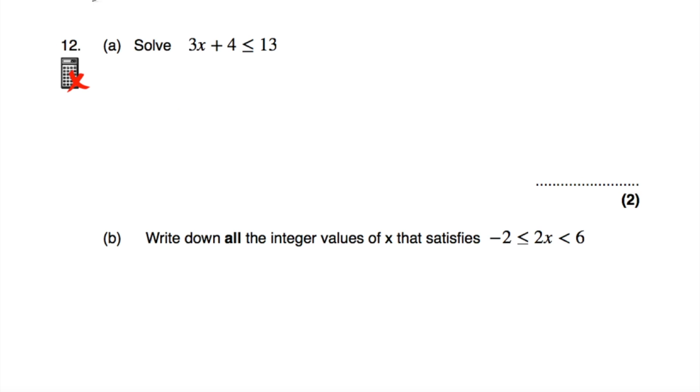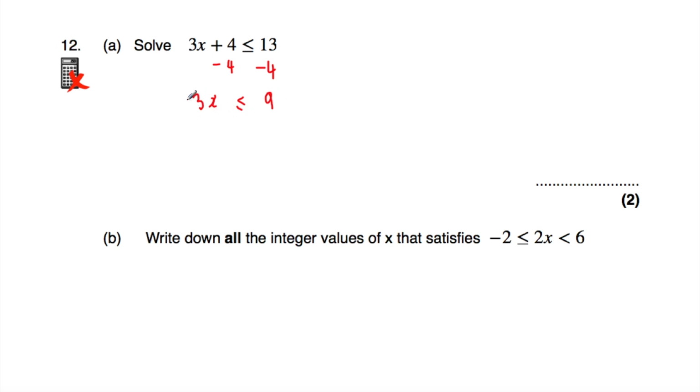Okay, let's have a look at our next question, question number 12. So question number 12a says solve 3x plus 4 is less than or equal to 13. Okay, so we want to solve this inequality. So let's take 4 away from both sides of the inequality. So on the left hand side, we're taking away 4 to get rid of the plus 4. So we're just going to be left with 3x. And then we'll have less than or equal to. And 13 take away 4 is 9.